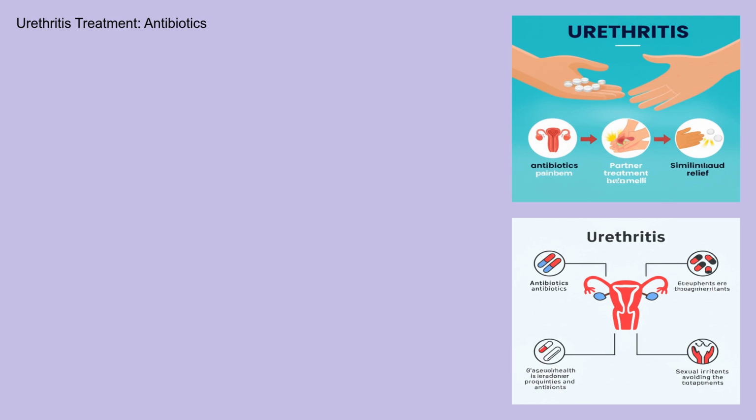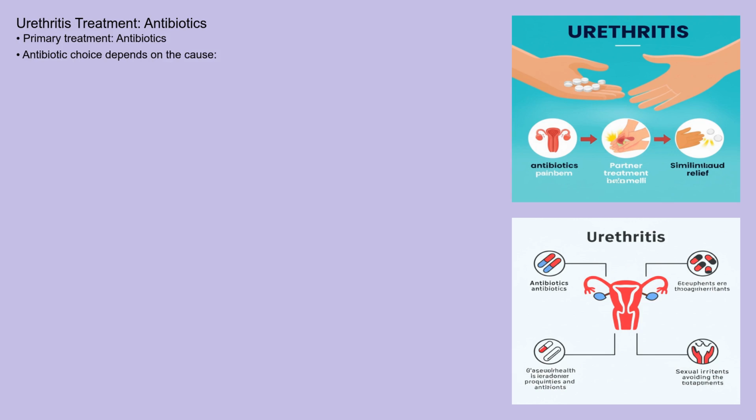The primary treatment for urethritis is antibiotics. The specific antibiotic prescribed depends on the identified cause of the infection. For gonococcal urethritis, antibiotics effective against Neisseria gonorrhoeae are used. For non-gonococcal urethritis, antibiotics effective against chlamydia and other common bacteria are prescribed. It's vital to complete the entire course of antibiotics as prescribed, even if symptoms improve, to ensure complete eradication of the infection. Sexual partners should also be treated to prevent reinfection.